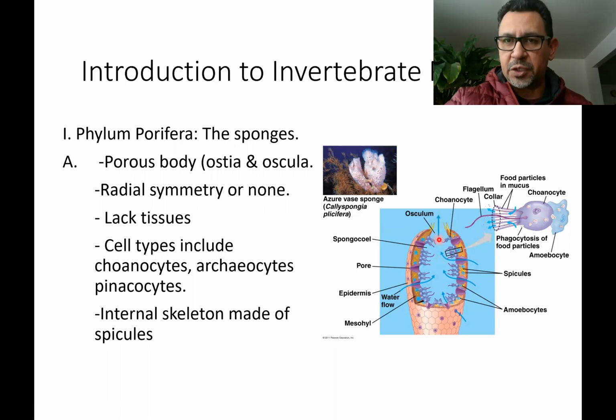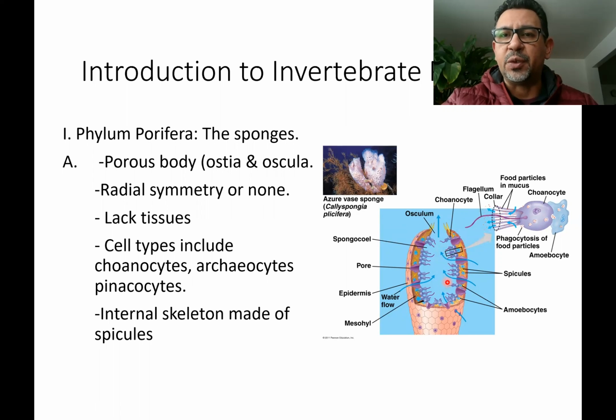This type of opening, which is large in size, is known as an osculum. Sponges in general may have just one osculum or maybe two or three. What they will have a numerous amount of are these other smaller pores through which water goes in. Those are known as ostia. So ostia are the smaller pores. Osculum is the larger pore where water is going out.